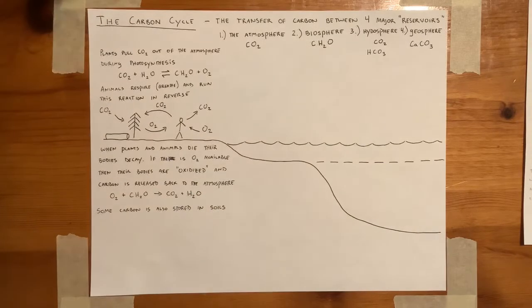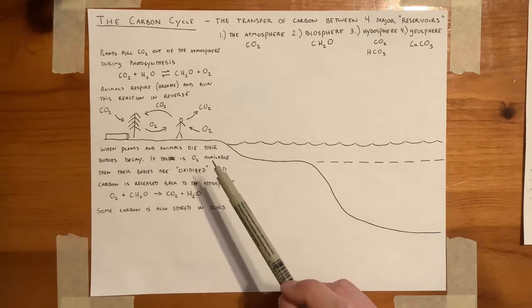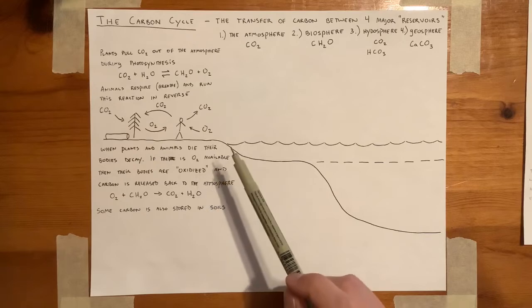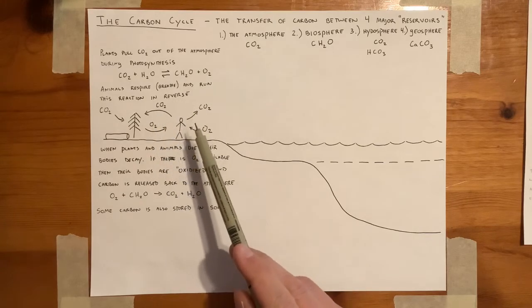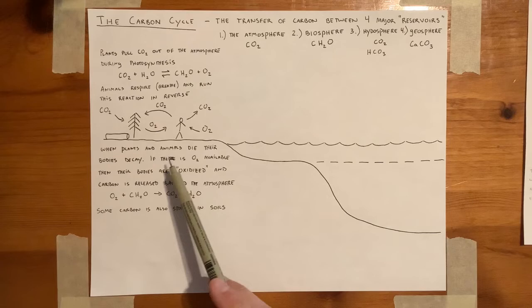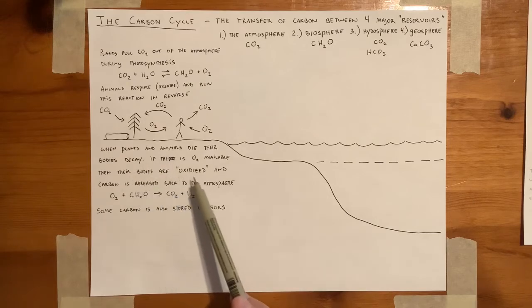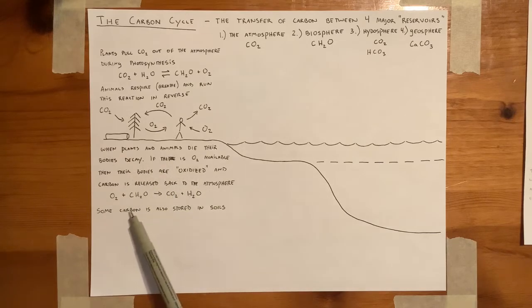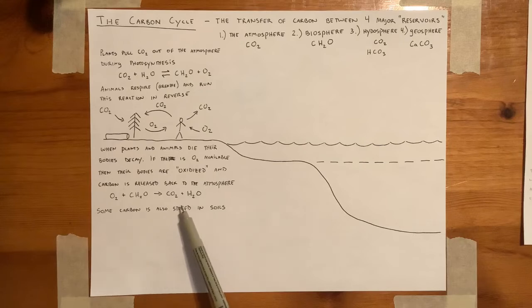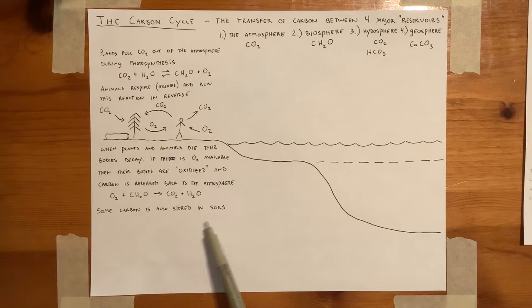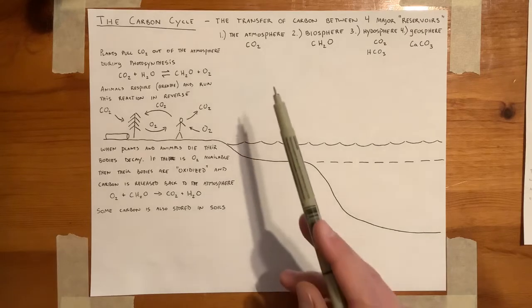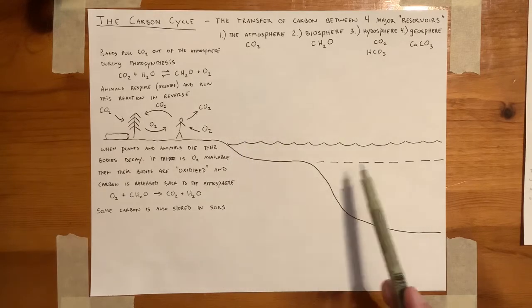Okay, so plants and animals are constantly exchanging carbon dioxide and organic matter with the atmosphere through photosynthesis and respiration. And then when plants and animals die, their bodies decay and become oxidized, which returns some of their organic carbon back to the atmosphere in the form of CO2. A small amount ends up becoming stored in soils more long term. But now let's examine how the atmosphere interacts with the hydrosphere.